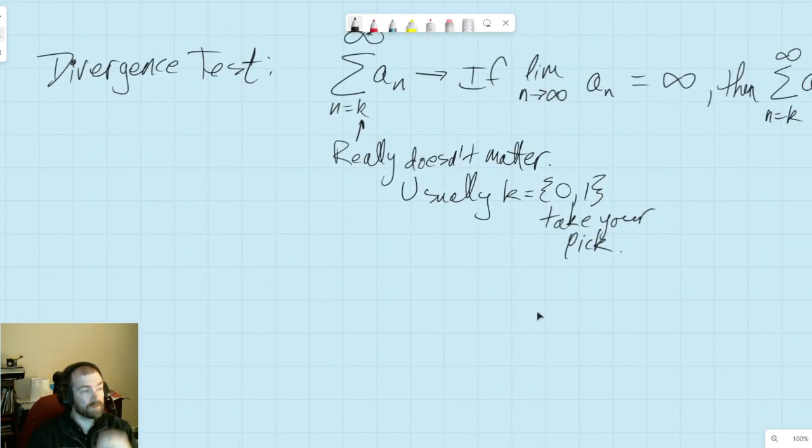All right, so divergence test, super easy. If the limit of that function is going to infinity, then the sum of all of those individual terms is going to go off to infinity. It's just whatever it is.